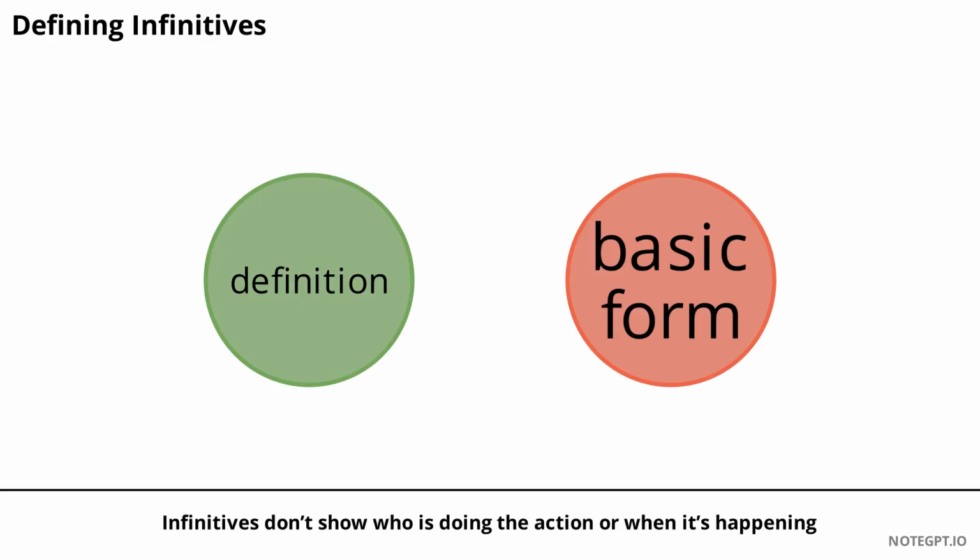Infinitives don't show who is doing the action or when it's happening. Instead, they present the action as a general idea. This is what makes them so useful in a variety of sentence structures. Let's see how they fit into the bigger picture of English grammar.